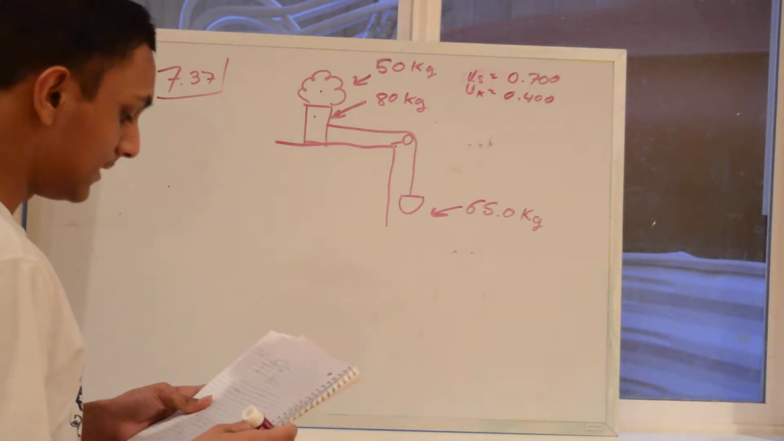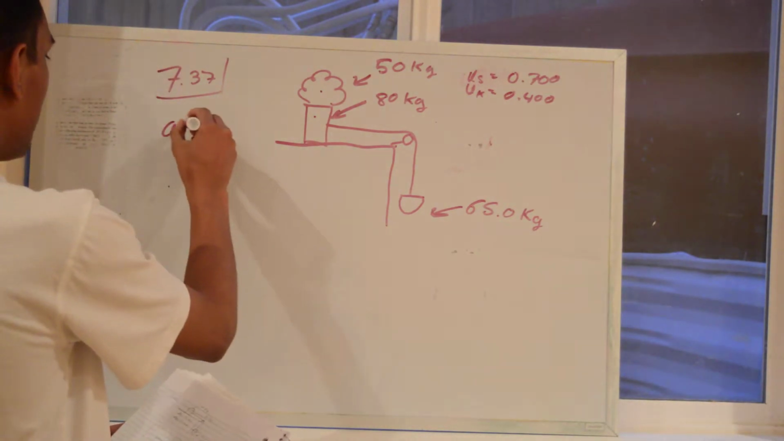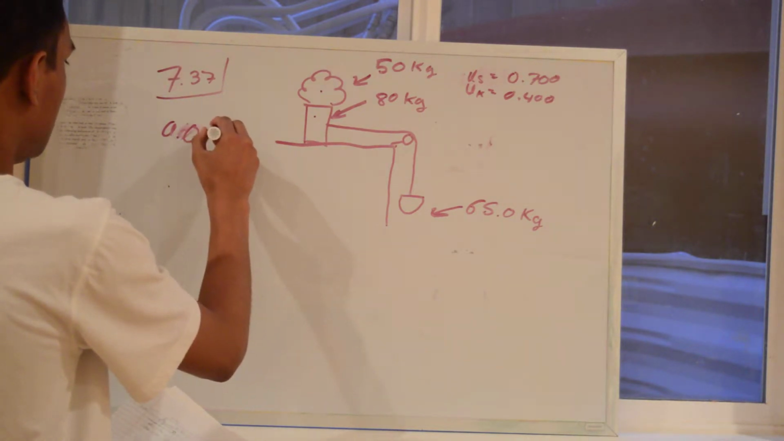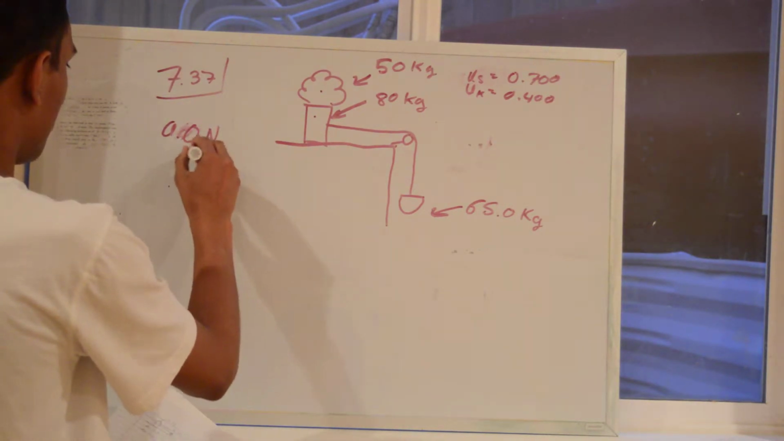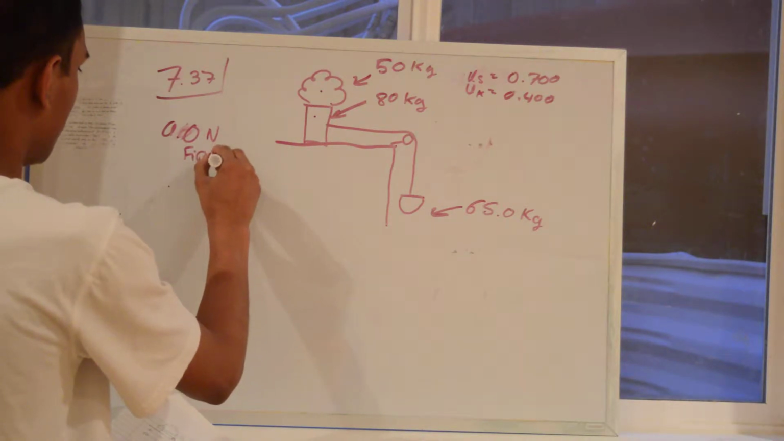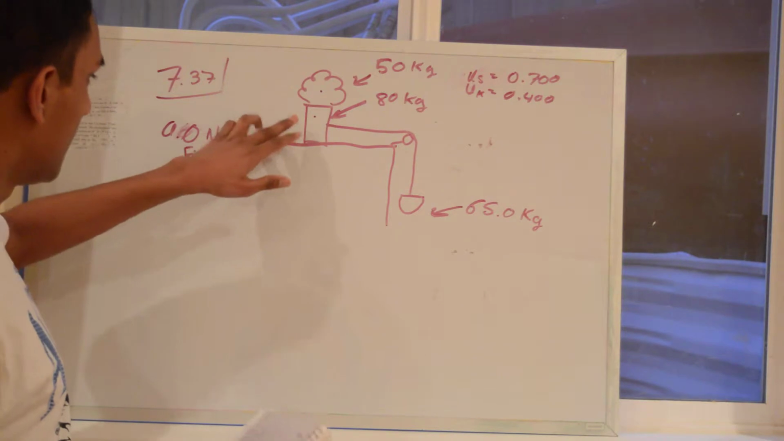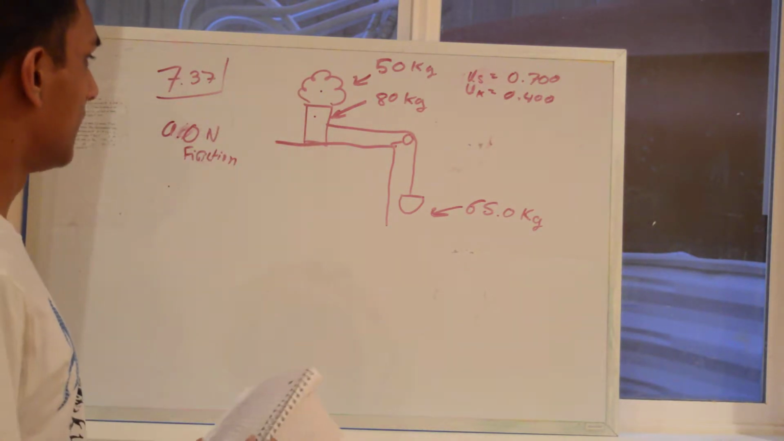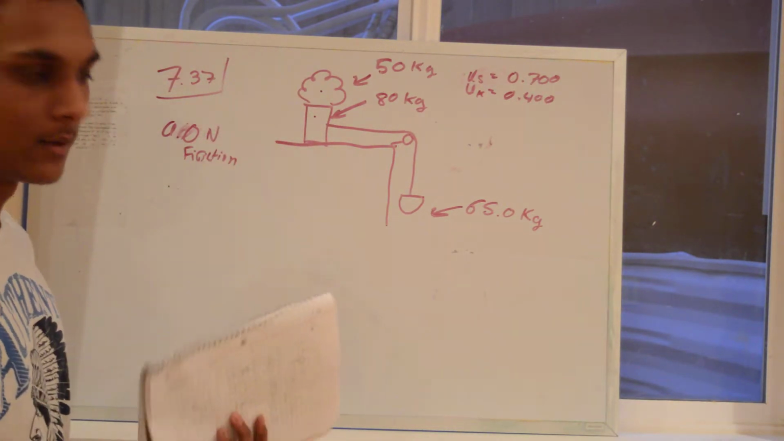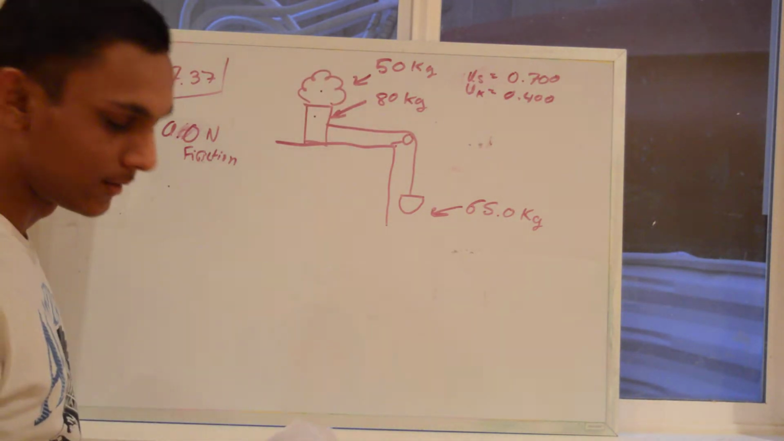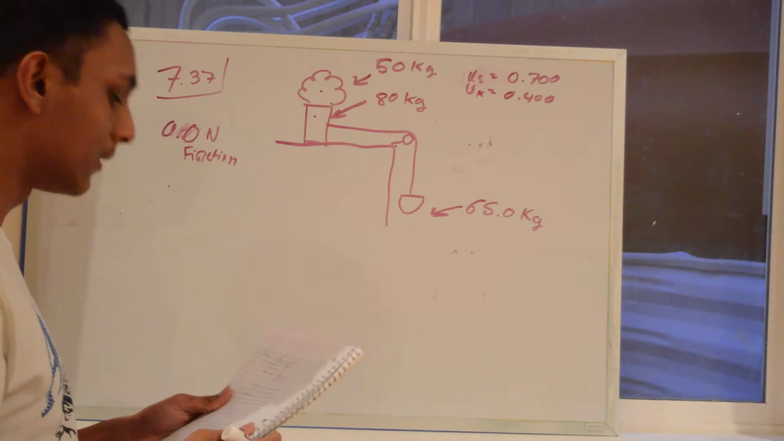And part A is really easy to answer. There is zero frictional force. 0 newtons of friction, mainly because the box isn't moving, and if the box isn't moving, then there can't be any friction between the gravel and the box. It's just the normal force acting on the gravel.